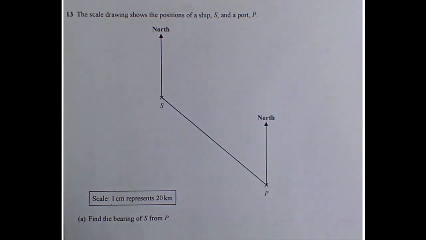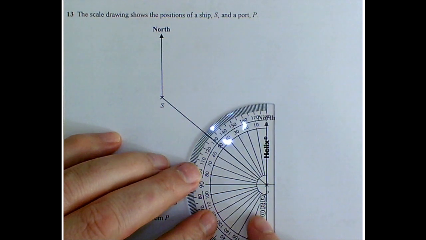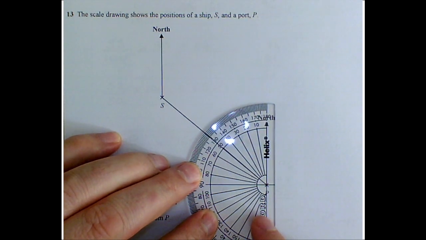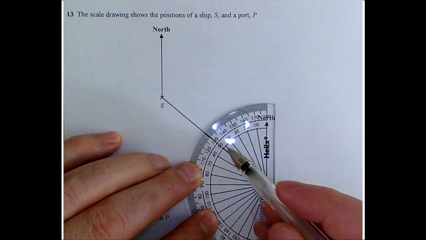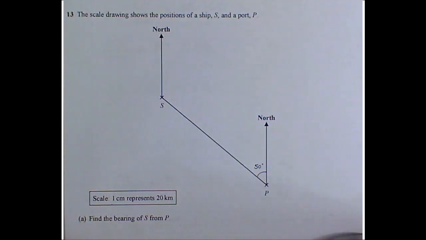Let's measure that angle from north P to S. So I'm putting the crosshairs on the X. I've got my 0 at the top. I'm counting around 0, 10, 20, 30, 40, 50. I think it's 50 degrees, but that's not a bearing. Remember the question says a bearing of S from P.